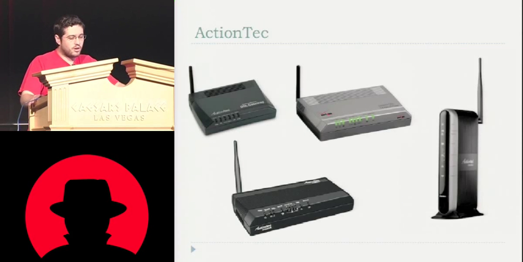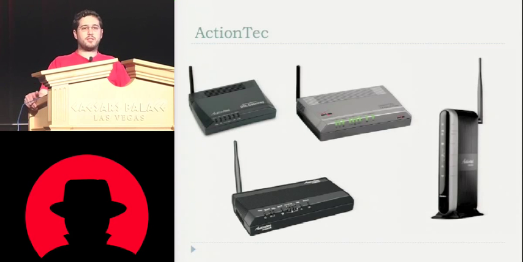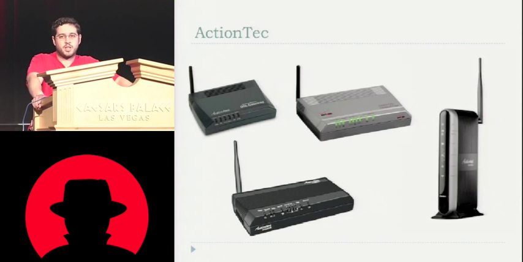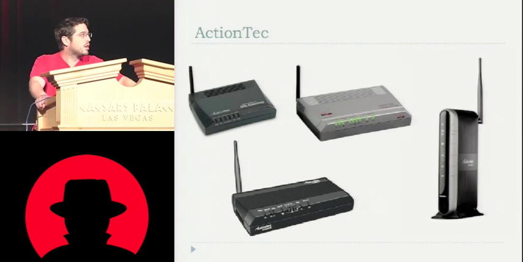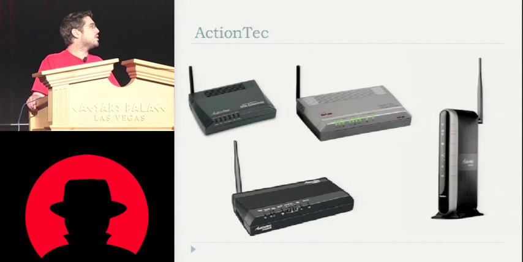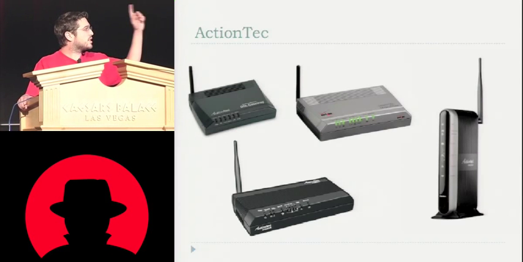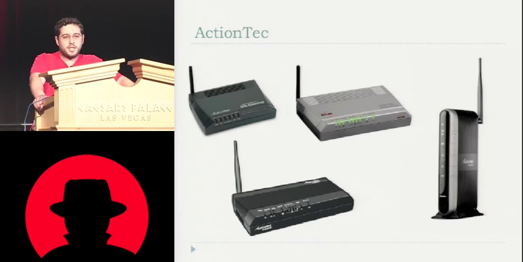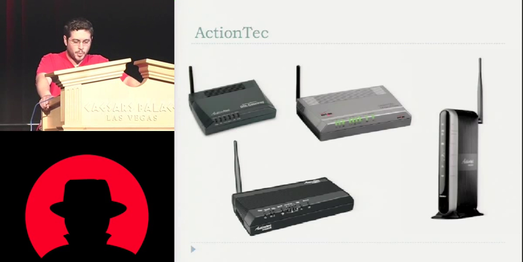My favorite, though, are the ActionTech routers. And a lot of people might not have heard of ActionTech because they're not really a big router name. But these are the routers that Verizon Fios and Verizon DSL customers get. So these are everywhere. Let's see, the ActionTech 701, 704, and then 2 versions of the MI424WR. All of those I tested, and it worked against all of them.